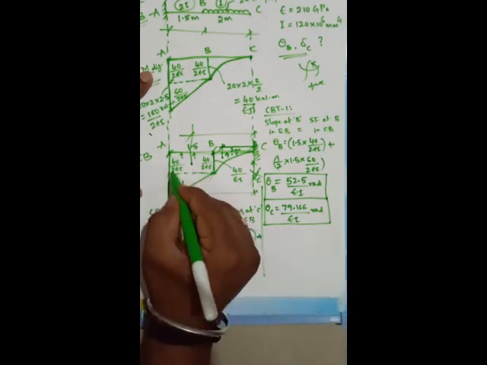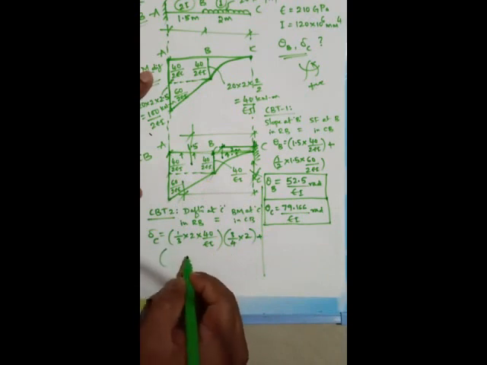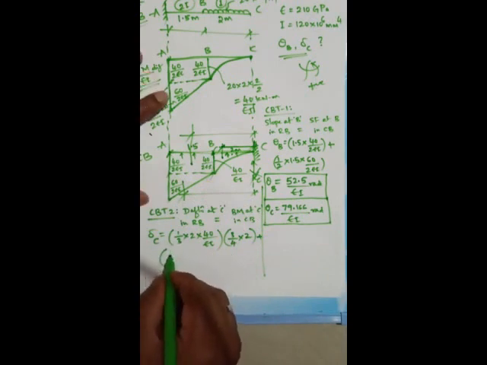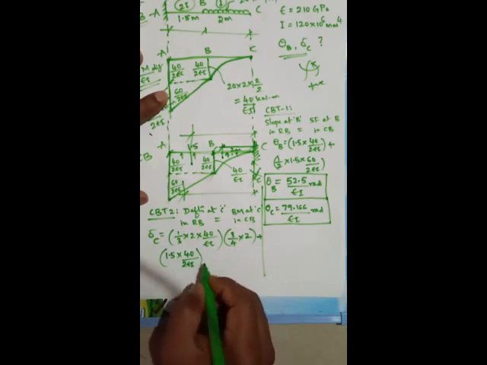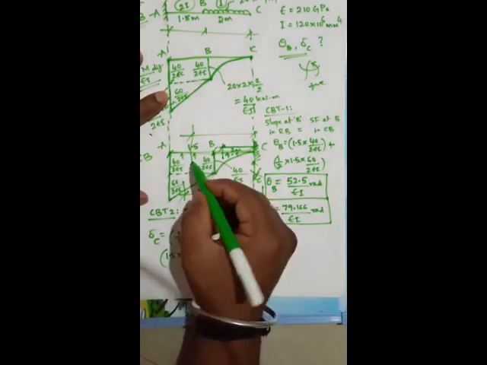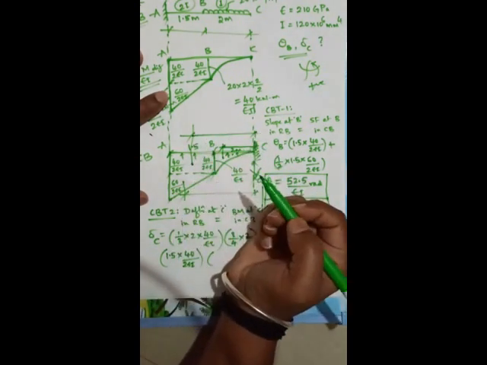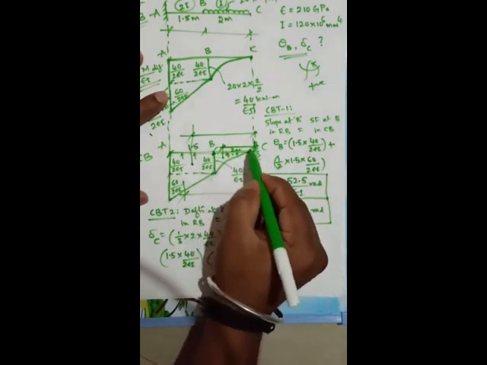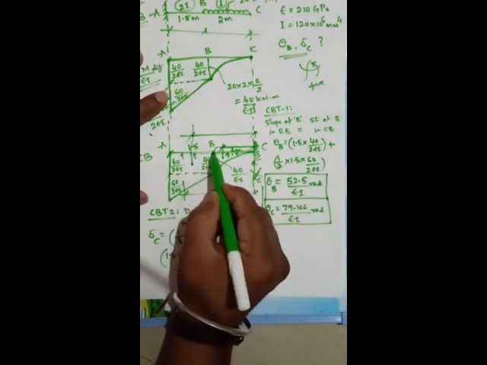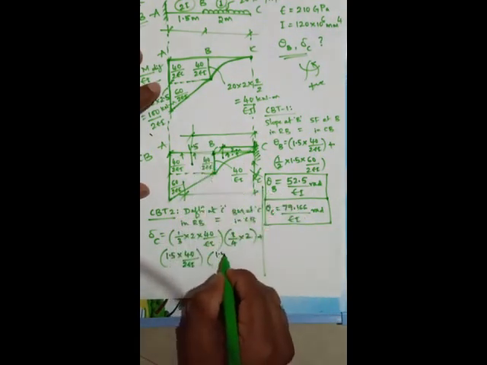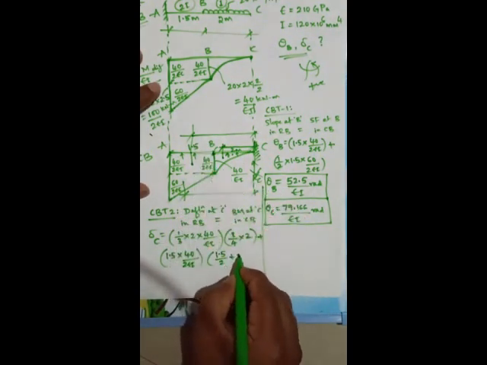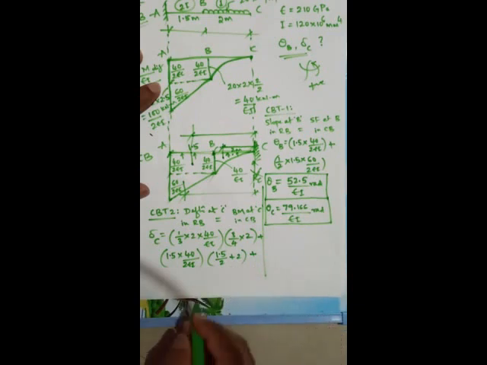Plus next, this rectangle area. What is the area of this? Base is 1.5 into height is 40 by 2 EI, correct, into perpendicular distance from here to here. Total from here to here it is 2 meters, and from here to here it will be 1.5 divided by 2 for the rectangle, correct. So 1.5 divided by 2 plus 2, plus.